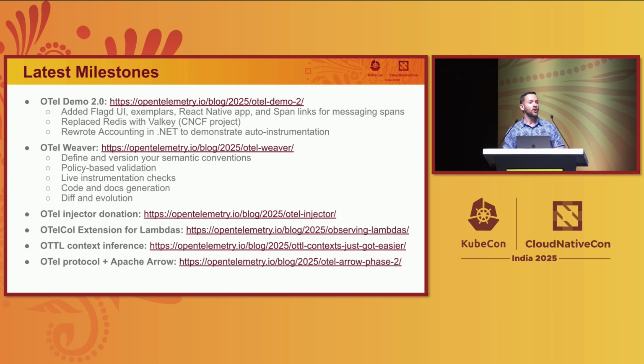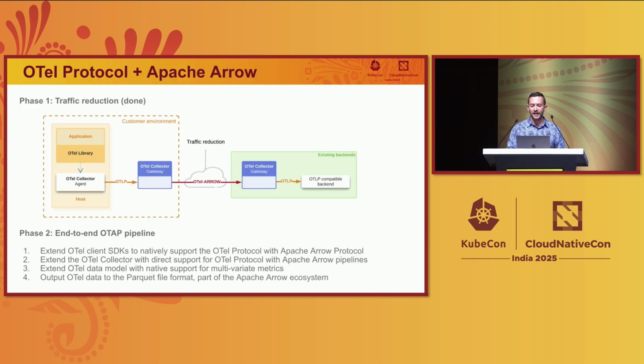The OpenTelemetry protocol has been extended with Apache Arrow. This is a way of decoupling the data to help with reducing the amount of data that you're sending, as well as ensuring that you have a more efficient data format end to end. There are demo environments of this for phase 1 and phase 2.